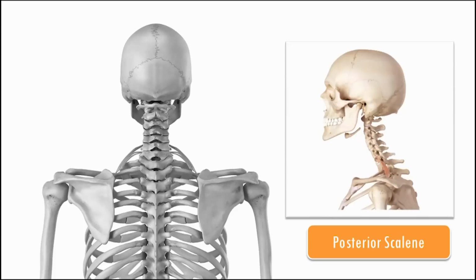Collectively, these muscles are responsible for flexion, lateral flexion, opposite side rotation of the head and neck, and they assist in inhalation. The anterior and middle scalene can be involved in thoracic outlet syndrome. All three muscles can be involved in whiplash.